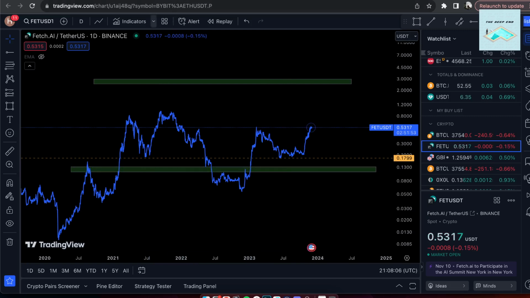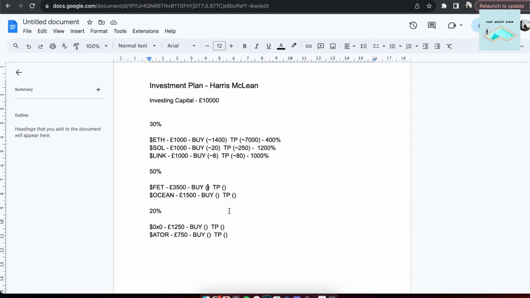So I want to be buying FET at about 0.12. Let's put it in. Roughly 0.12. And my sell zone is roughly 2.50. And for that, we are making 21 times your money.